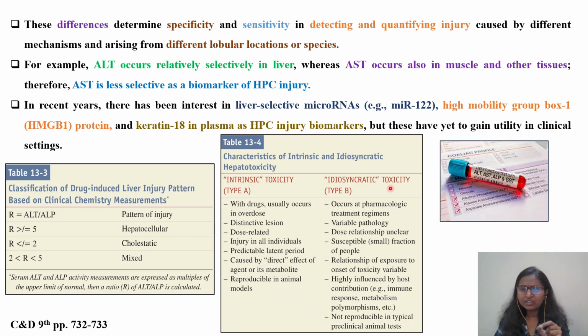Coming to idiosyncratic toxicity, type B: it occurs at pharmacological treatment regimens, with variable pathology, unclear dose response relationship, affecting a small fraction of susceptible people. The relationship of exposure to onset of toxicity is variable, highly influenced by host contribution, for example immune response, metabolism, polymorphism, etc., and it is non-reproducible in typical preclinical animal tests. These are the characteristics of both intrinsic and idiosyncratic hepatotoxicity. So if any question comes from this, you should be able to answer.